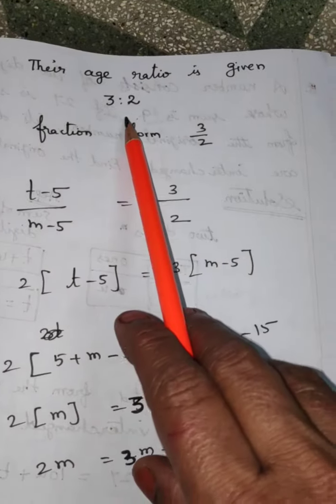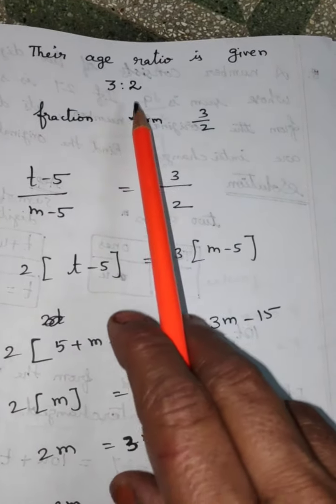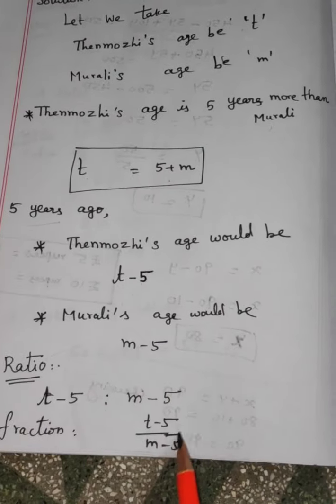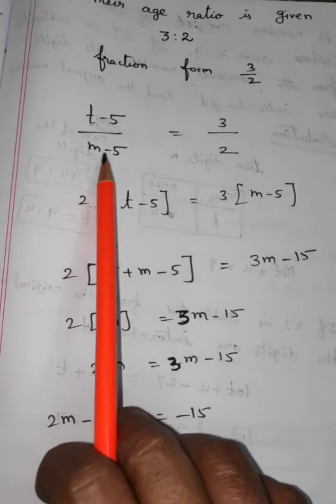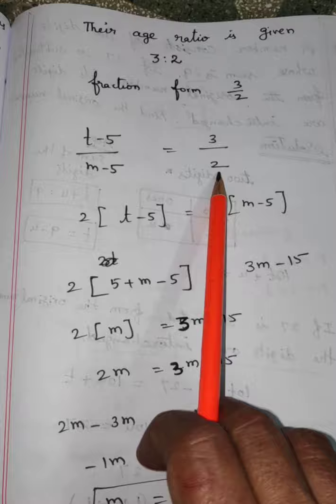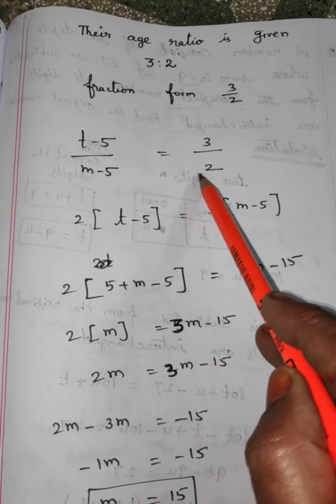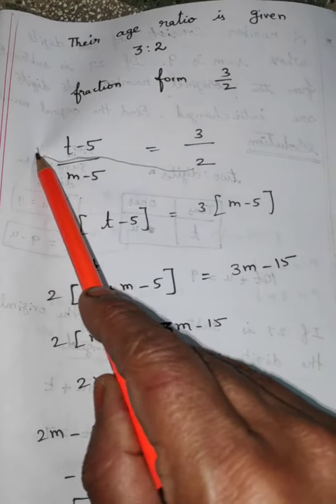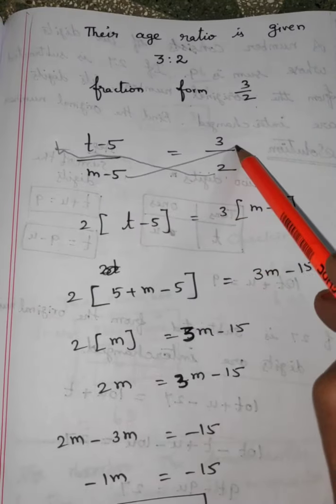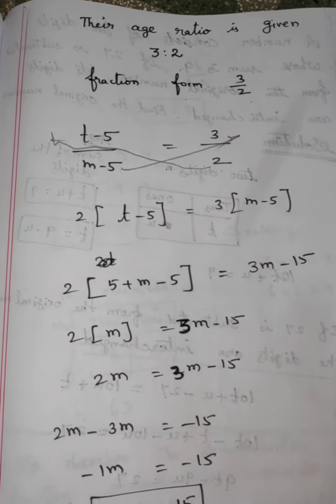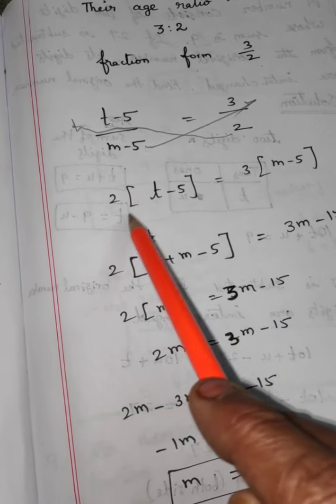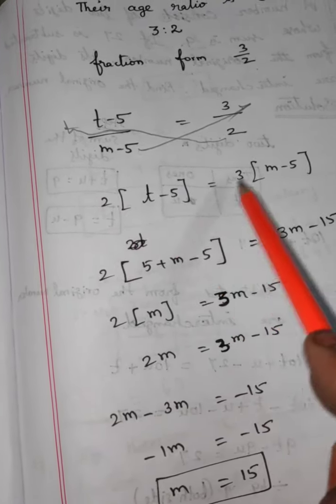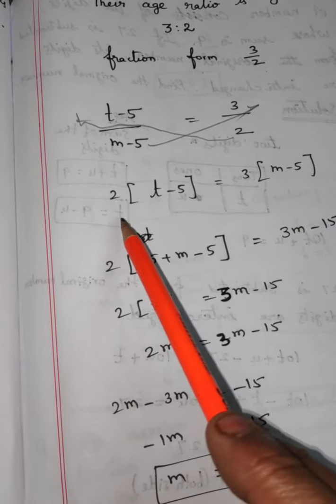Their age ratio is given as 3:2. How do you write it in fraction form? 3/2. Now the ratio given here and this ratio must be compared: T minus 5 over M minus 5 equal to 3/2. Do cross multiplication. Here 2 multiplies, and 3 you multiply with M minus 5. So start the bracket: 2 into T minus 5 equal to 3 into M minus 5.